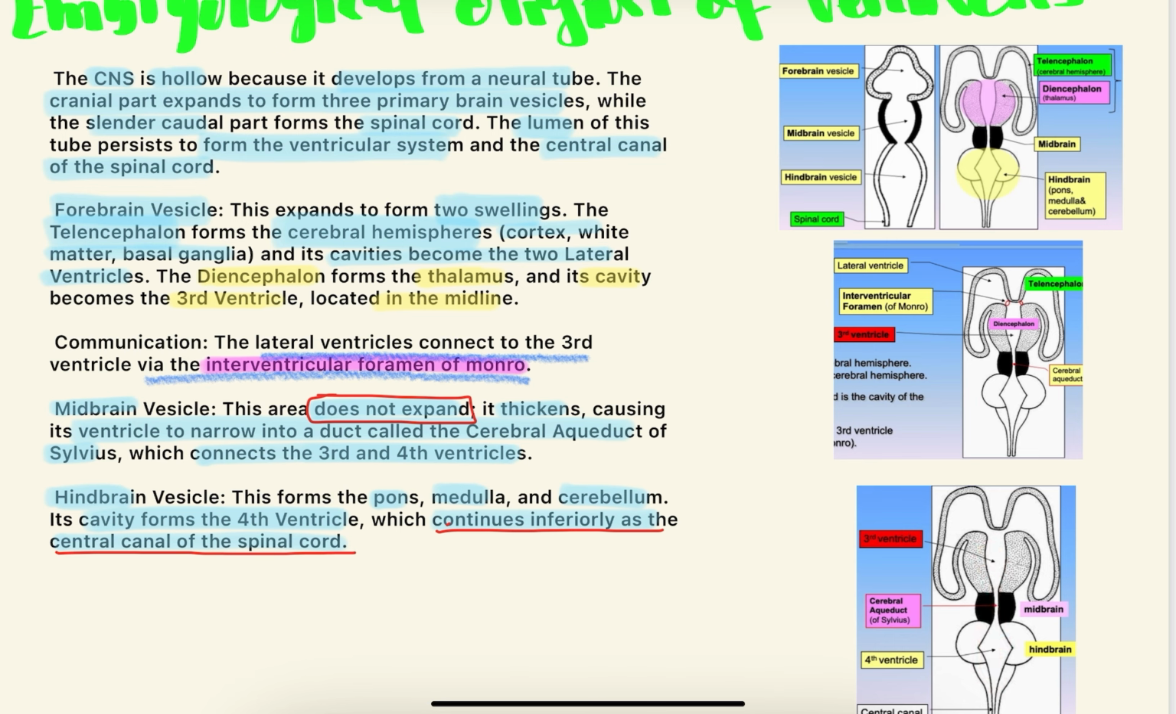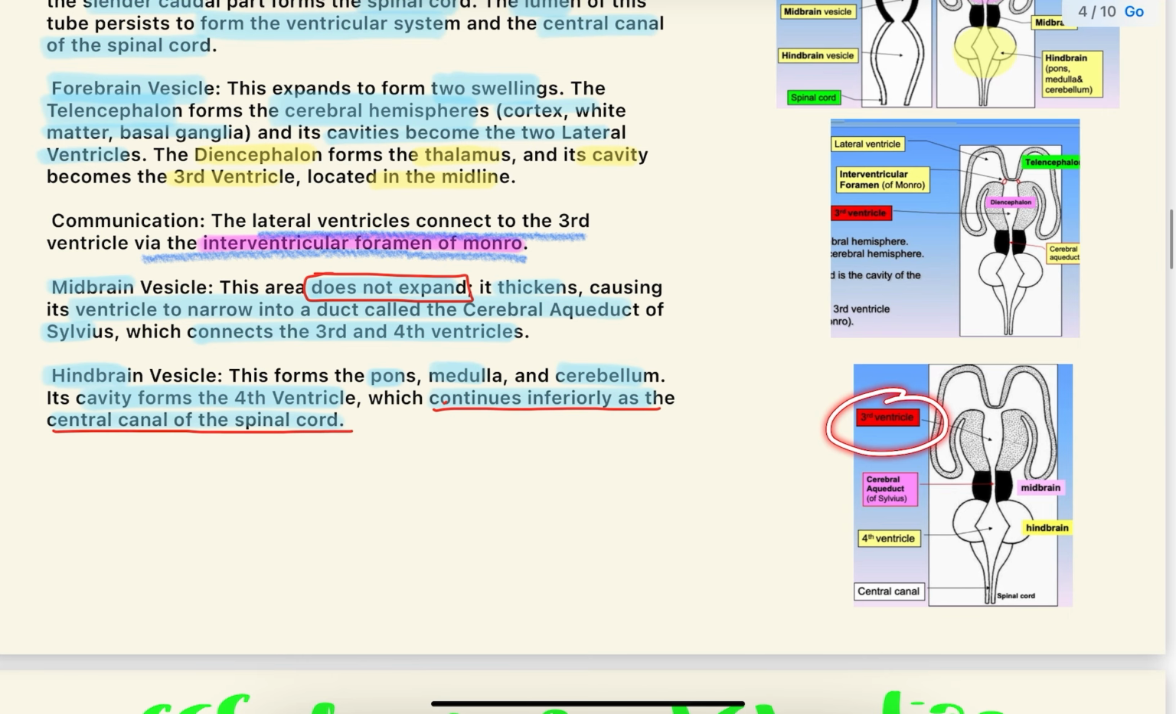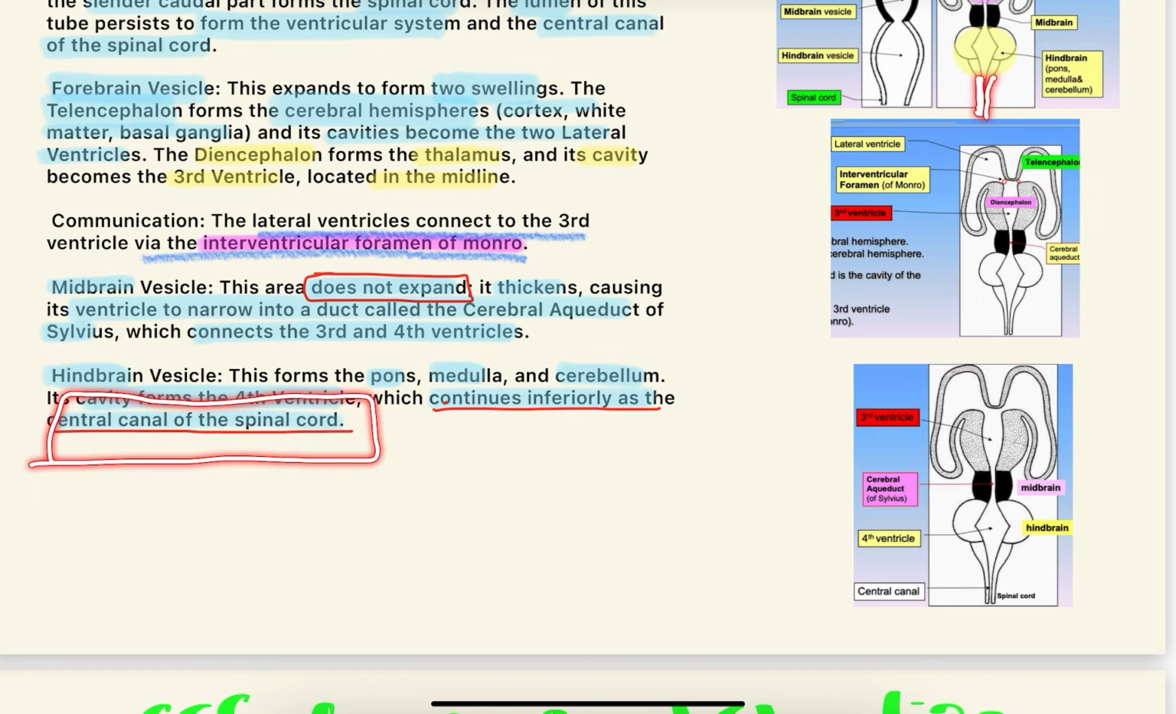So the hindbrain vesicle here, it will form for me what? It will form the pons and the medulla, the remainder of the brainstem, and also the cerebellum itself for balance, and the cavity of the hindbrain will give me the fourth ventricle, and we said the third ventricle will connect with the fourth through the cerebral aqueduct of Sylvius. But then the hindbrain, did it finish? No, it gave me the pons, the medulla, the cerebellum, and the fourth ventricle, but it will continue down as what? The central canal of the spinal cord.